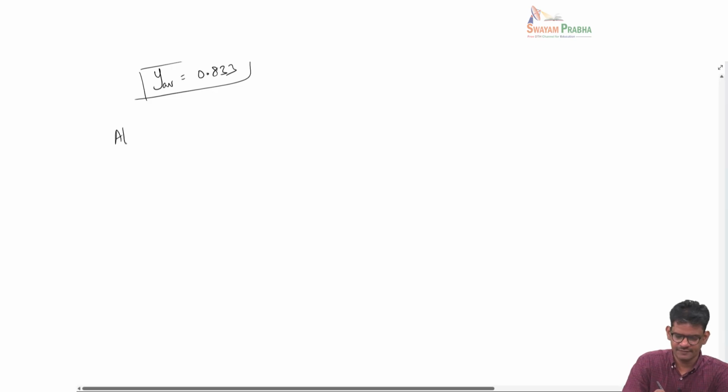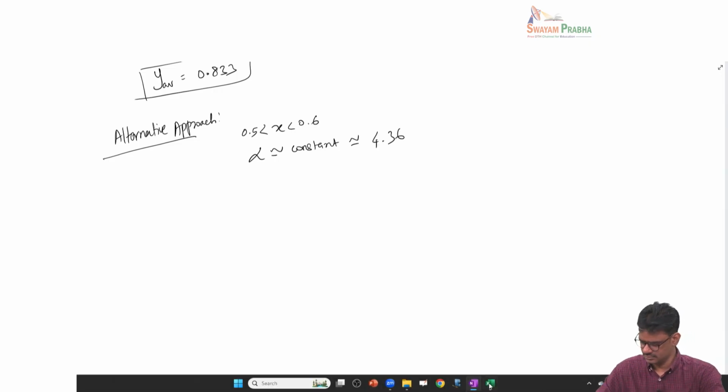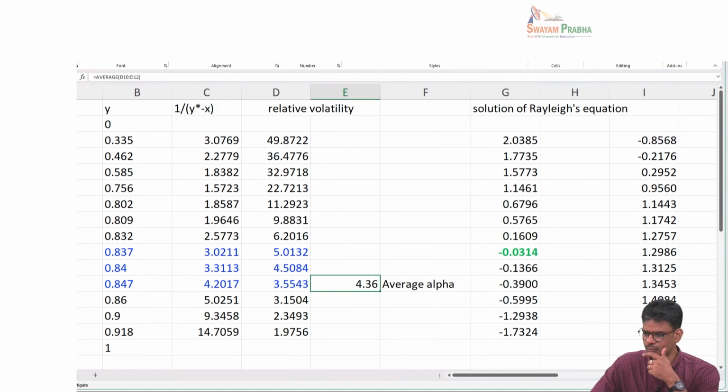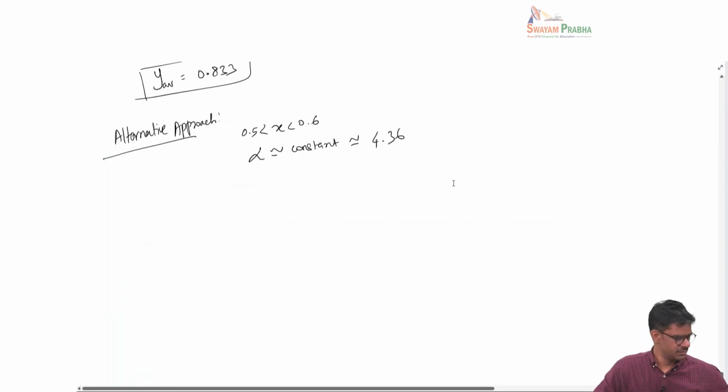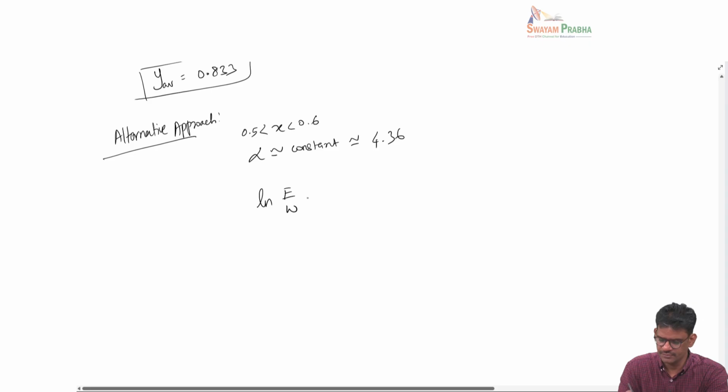So this is an alternative approach. We say that for x in the range of 0.5 to 0.6, alpha is nearly constant, about 4.36, I think. So with this, I don't have to do any numerical integration. I can directly use the integrated Rayleigh's equation. So that is ln F by W.